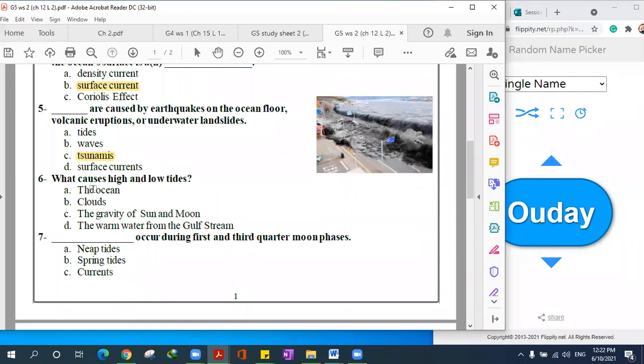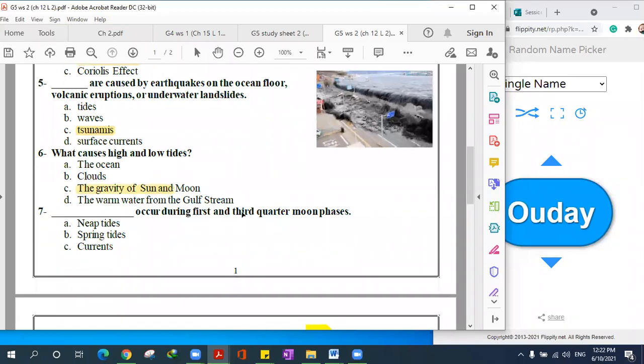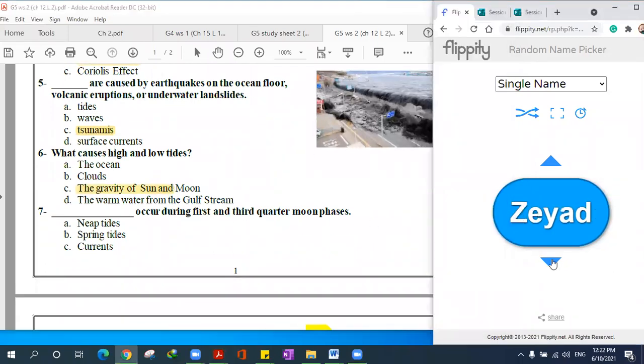The gravity of the sun and the moon. Well done. Thank you so much. Yes, this is tides, and tides are caused by the gravity of the sun and moon.